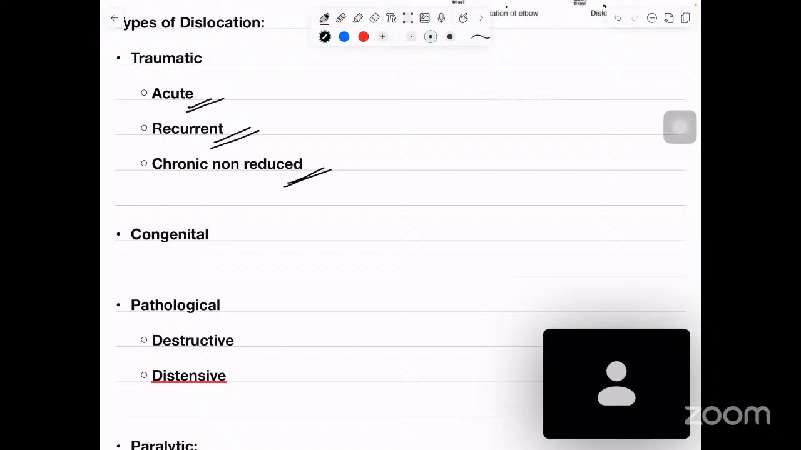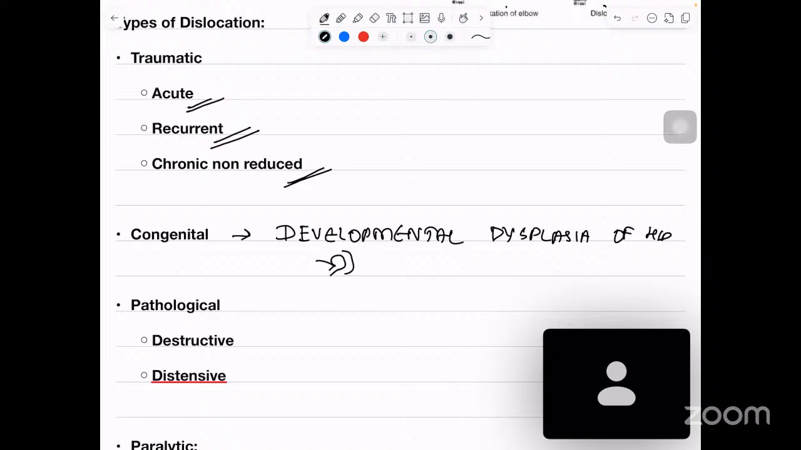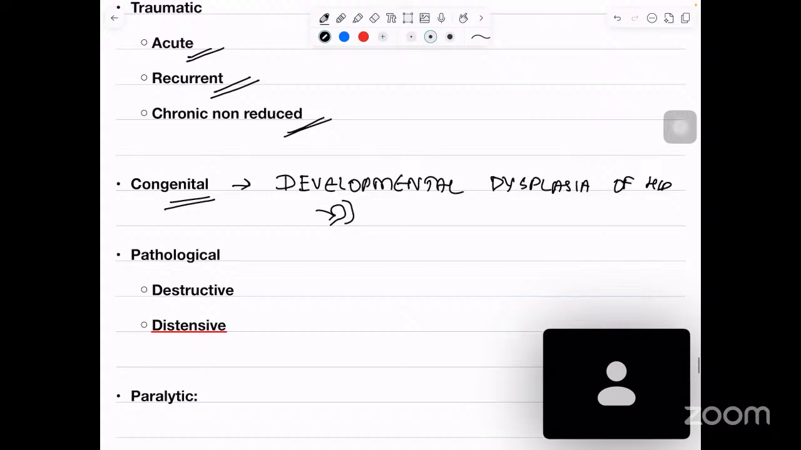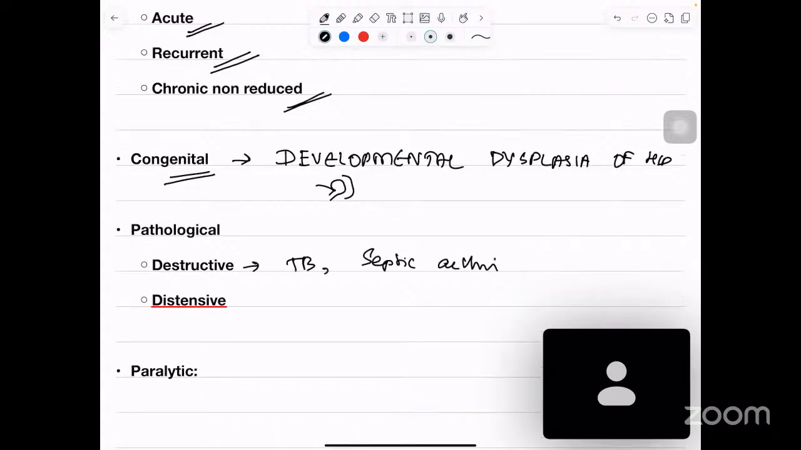Okay, and what is congenital? I'll give you a condition: developmental dysplasia of hip. What exactly is this? The femur head won't be formed, so because of that, it just slips out from the acetabulum. This is known as developmental dysplasia of the hip, an example of a congenital dislocation. What is a pathological dislocation? When the joint is destroyed. Example: the head will be completely destroyed, and because of that, it will get dislocated.